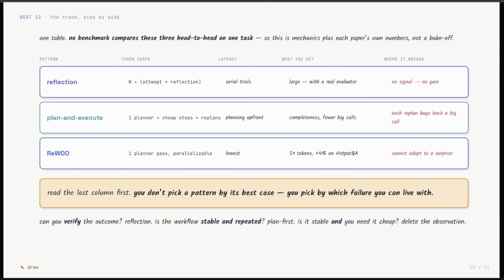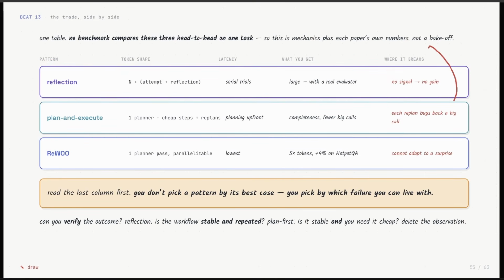Now, if you read the last column, because that is the actual one, this is what's going to make us take a decision on what architecture we're taking. You do not pick a pattern by its best case. You pick by which failure you can live with. Can you verify the outcome deterministically? If you can, reflection will earn its keep.